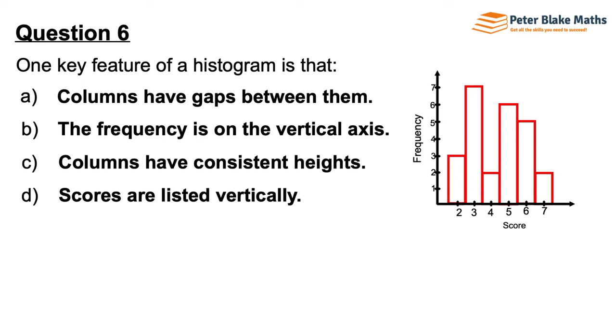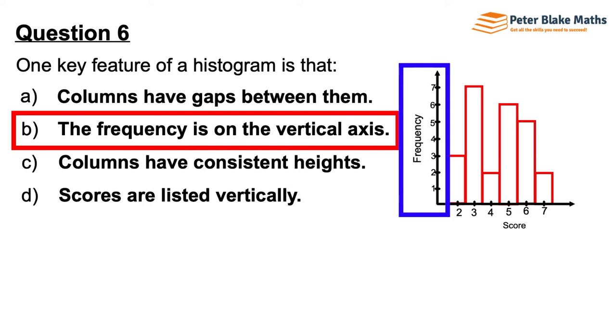Frequency is on the vertical axis. It looks like it. On the left-hand side, the frequency values are listed vertically, so I'm really leaning towards that one. Option C says the columns have consistent heights, but looking at the heights of the columns, they're not consistent. Some are tall, some are short. And the last option was that scores are listed vertically. If we look across the bottom, we can see the scores are listed on the horizontal axis. So the correct answer is that the frequency is on the vertical axis.